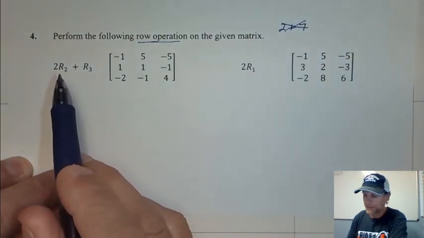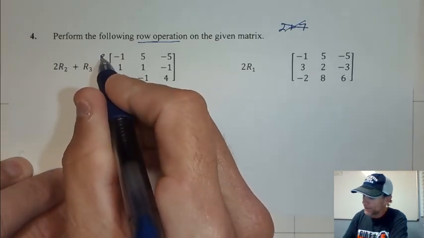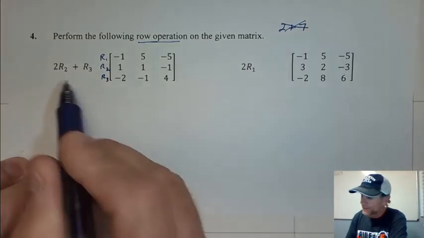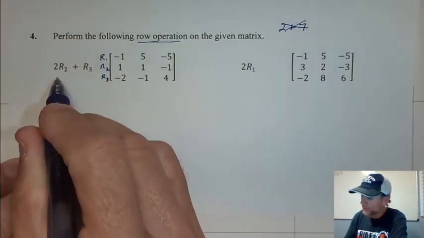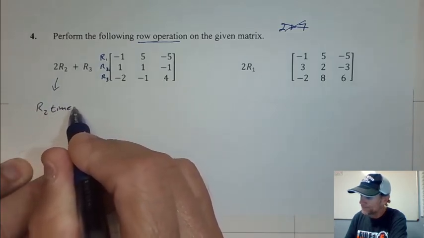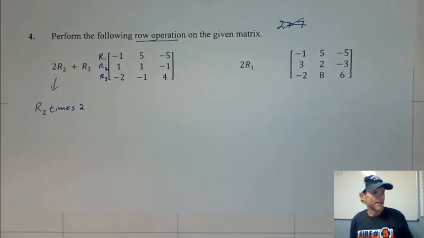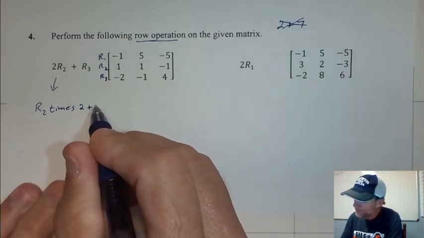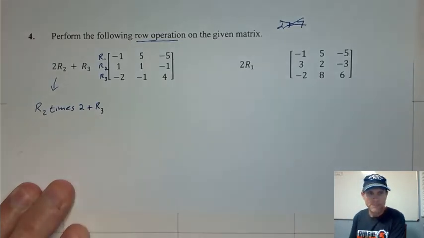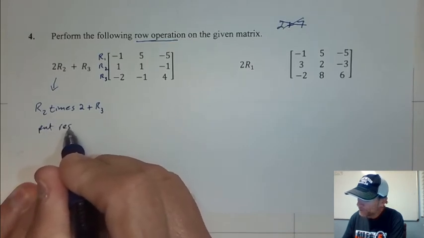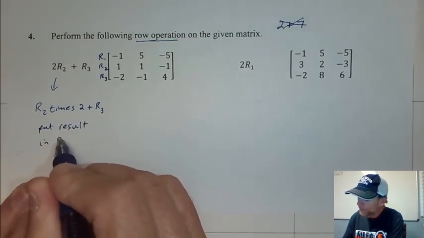And what this language says is, we have these rows here, row 1, row 2, row 3. So it says to take row 2 times 2, and then we want to add that to row 3. Sorry about my phone there. So add that to row 3, and then we're going to put our result in row 3.